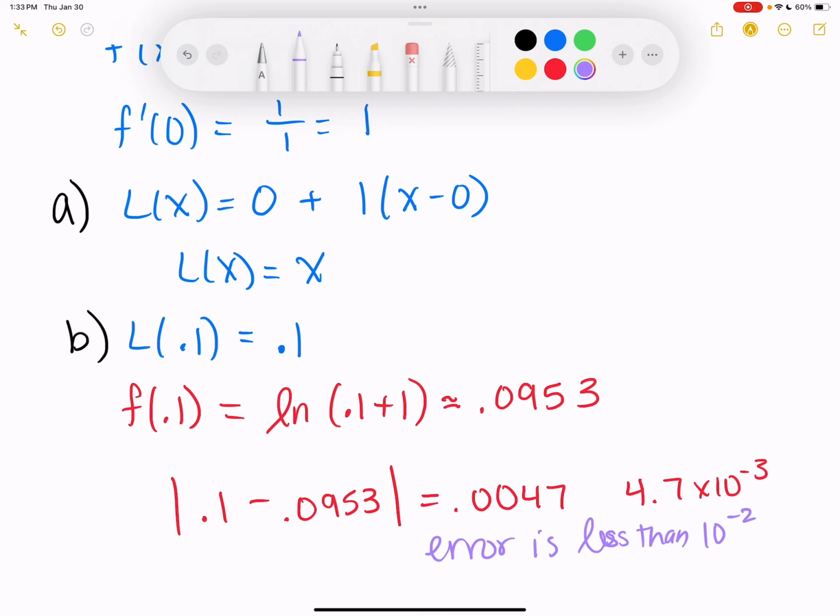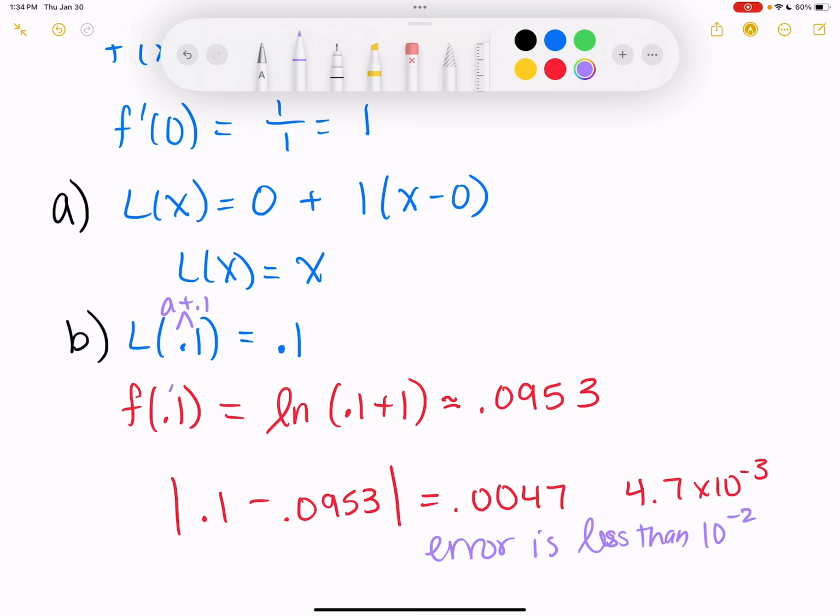I think you just didn't write out the steps because it canceled out. But for L of x equals x, and then L of 0.1 equals 0.1, this was just a plus 0.1, so a was 0, so I just didn't write it. Okay.